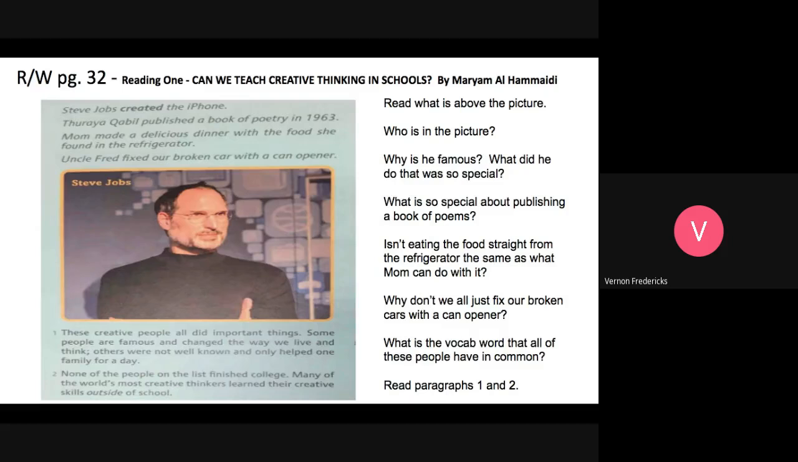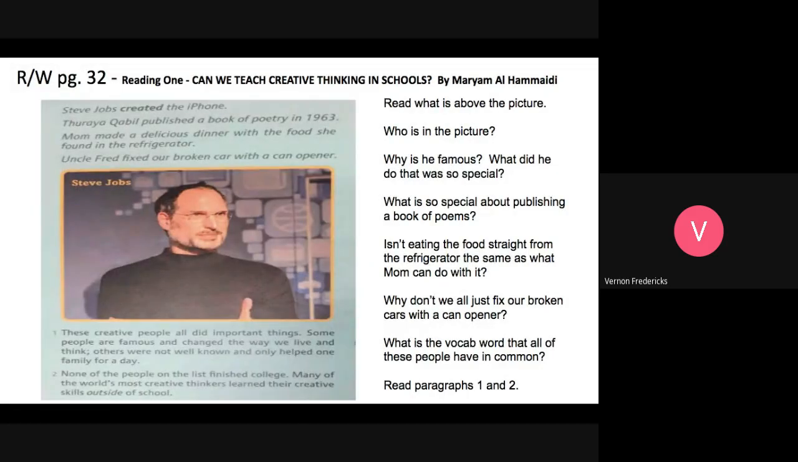Yeah, okay. Read paragraphs 1 and 2. So students, if you can't see very well, I'll just read it for you. Just follow. These creative people all did important things. Some people are famous and changed the way we live and think. Others were not well known and only helped one family for a day. Okay, so some were famous and some weren't famous.